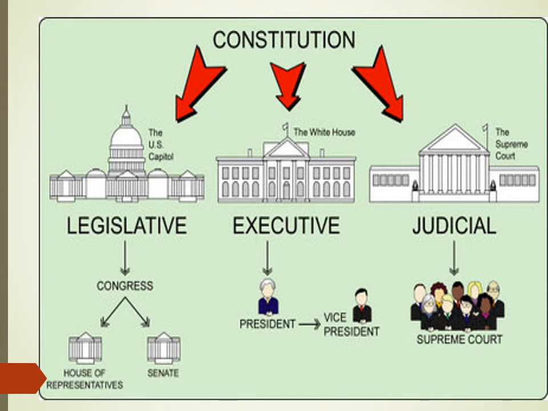Then we have the executive branch. The legislative branch is created by Article 1 of the Constitution. The executive branch is created by Article 2 of the Constitution. It establishes the office of the presidency and enumerates the powers of the presidency.